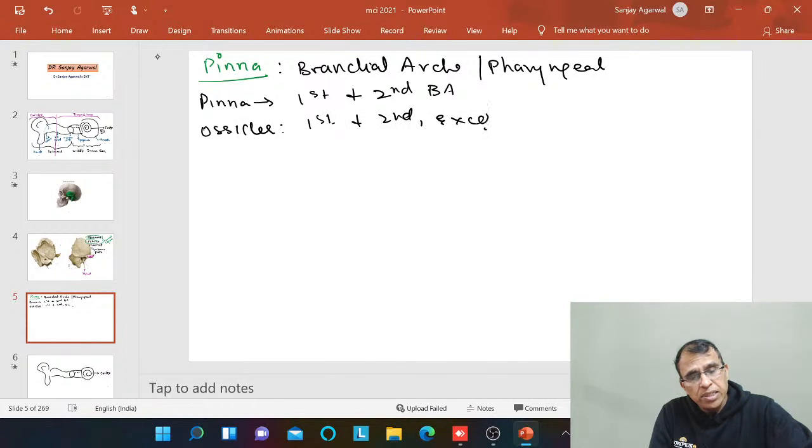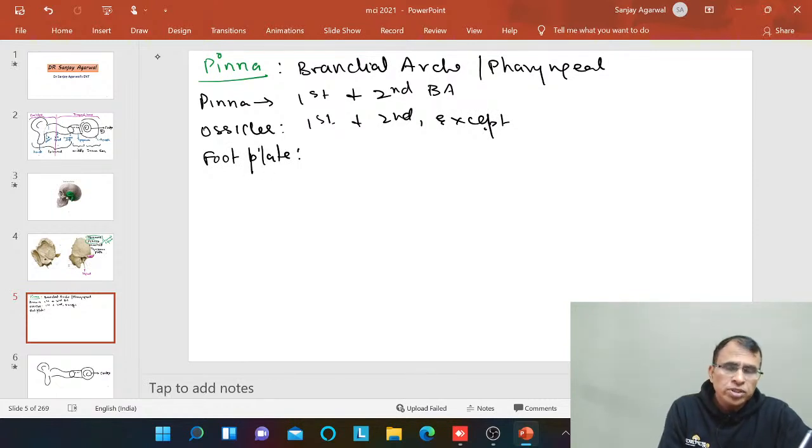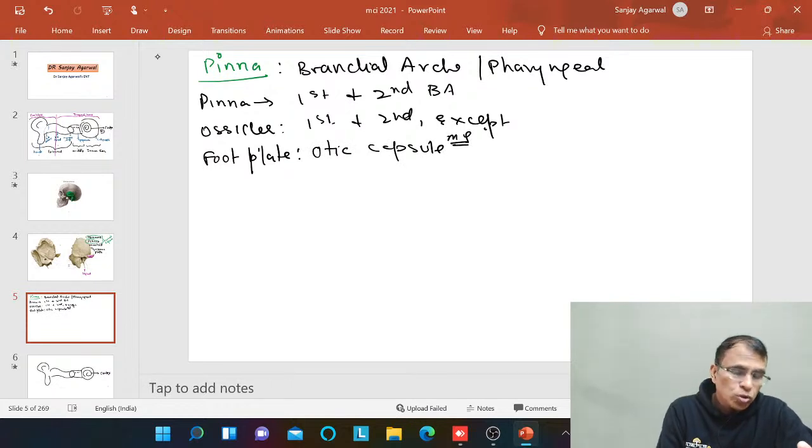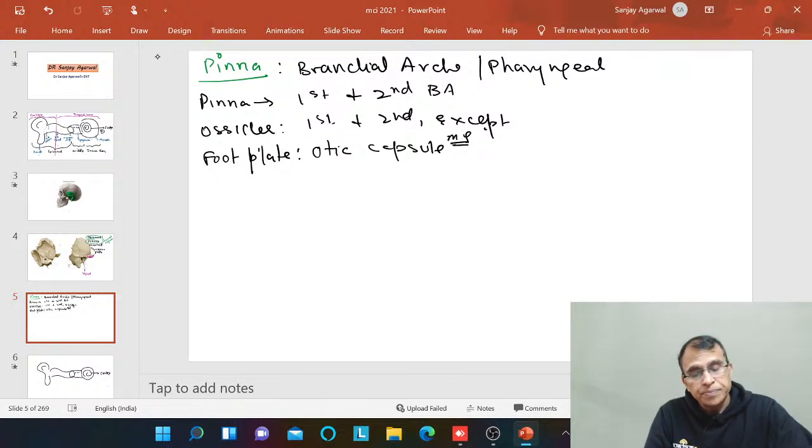Except foot plate of stapes. I'm sure you know that the ossicle has a foot plate. If you don't know, don't worry. I'll show you the diagram later on. As we proceed, you'll know when we discuss ossicles, so I'll not have to discuss this now. Foot plate develops from what is called the otic capsule. Now, this is a very popular MCQ. Foot plate develops from the otic capsule. So, remember this. Very important question from the ossicles.